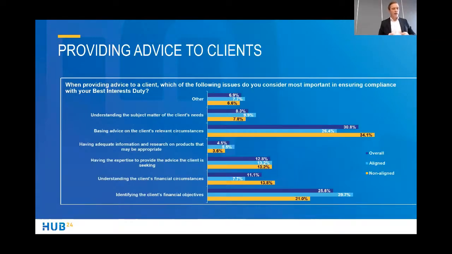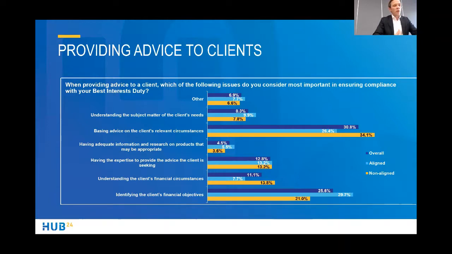I'm going to jump now into the first of some of the slides or questions and results from the survey here. So the first one I'm going to have a look at, and I'll read them out, is: which of the following issues do you consider most important in ensuring compliance with best interest duty? Now, these answers aren't mutually exclusive. There's nothing wrong here, but it's which of the issues do you consider most important? And far and away, the standout items here were basing advice on the client's relevant circumstances and identifying clients' financial objectives. And that really ties in with the ASIC findings and where they want you spending your time.